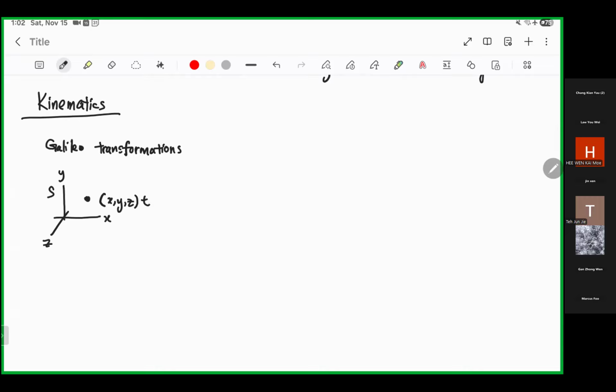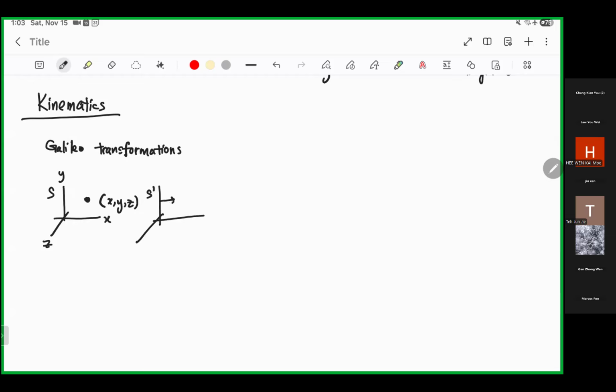Now, it looks nice, but what if we want to consider another frame? Let's say an observer is moving, and it would sometimes be nice to consider what the particle would look like to this particular moving observer. So what we usually do when we encounter this type of situation is that we define another inertial frame. Okay, I'll just draw it here.